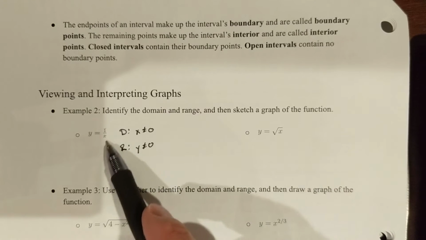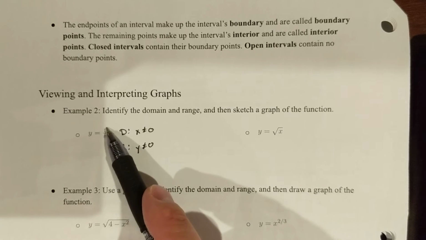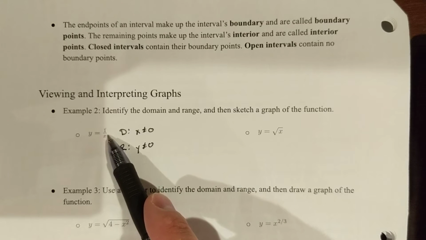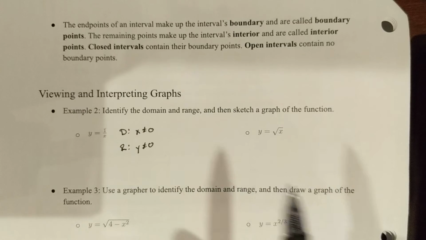Now, the other way to think about it is if you look at the equation, this is a fraction that has 1 in the numerator. So this fraction can never equal 0 because it's always 1/2, 1/3, 1/4, which is never 0.